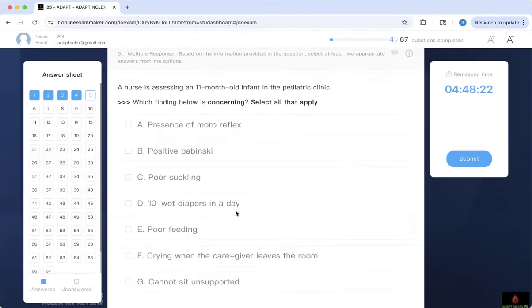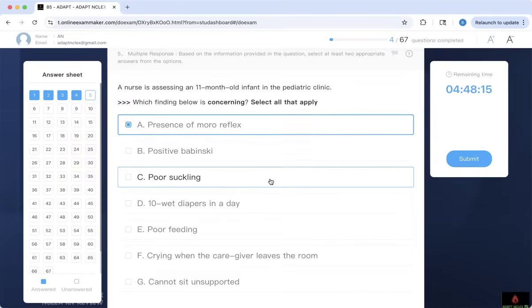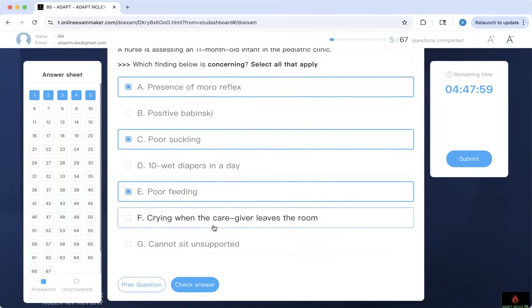That's all. Presence of Moro reflex. It's supposed to be gone by 3 months. You're 11 months old. I'm worried about you. Babinski can stay up to 12 months. We're good. If your suckling is poor, maybe a neurological problem. 10 diapers a day, you're good. And if you're not feeding well, we have a problem. If your mommy leaves and you cry, good luck with that.